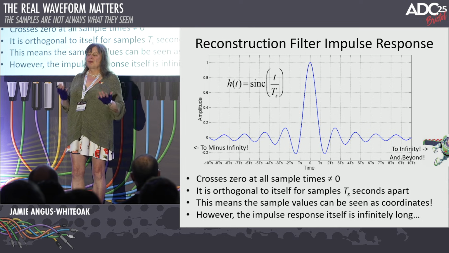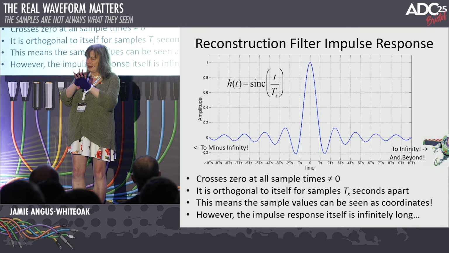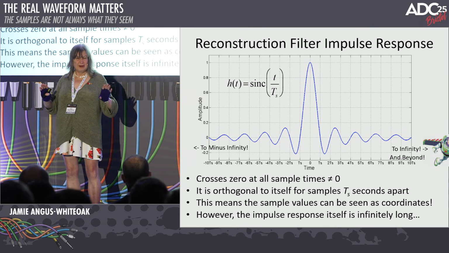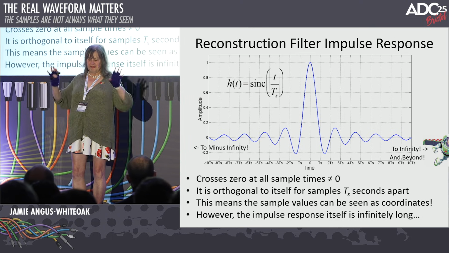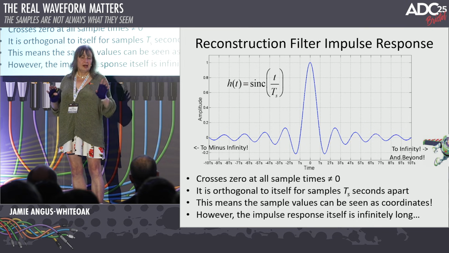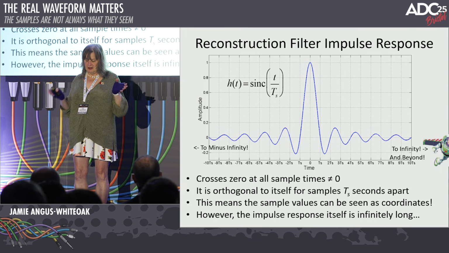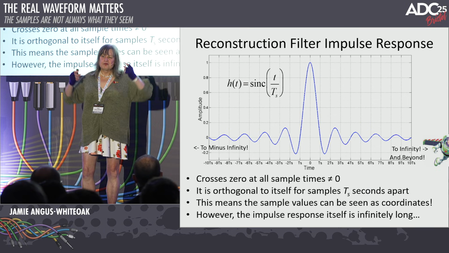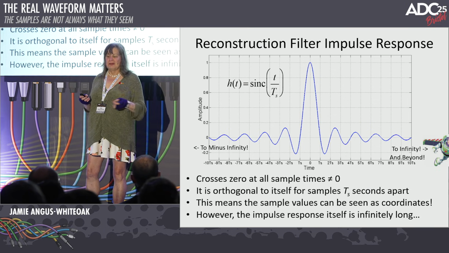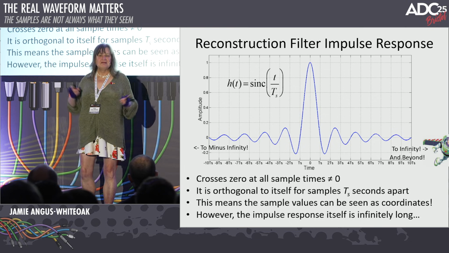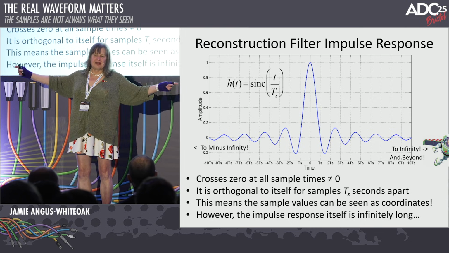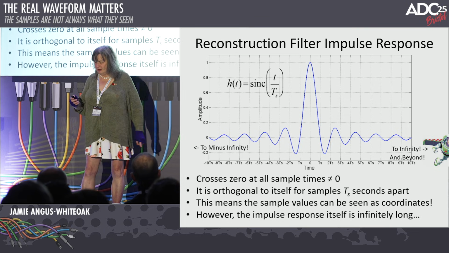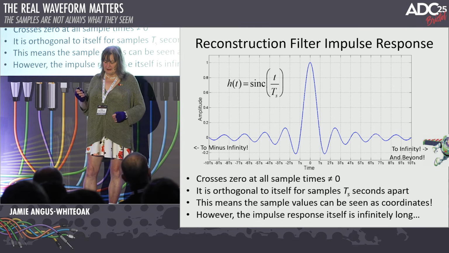And it actually has the property of orthogonality as well. So if we correlated those two samples, what we'd find is we got 0 result out of it. So it really is a useful filter impulse response. And because it's orthogonal, we can actually see the sample values as coordinates. There's one little niggle though. This impulse response is infinitely long, which is a bit tricky fitting into any finite memory machine where you want an output in a finite amount of time, but we'll come back to that.